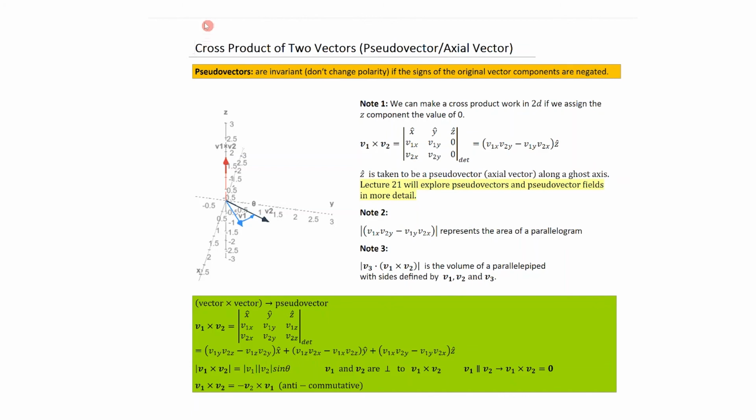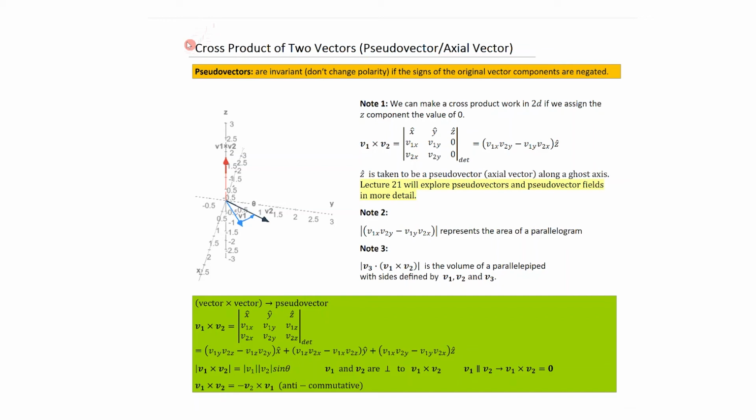All right, so last year you were introduced to this thing called a cross product of two vectors. Well, we're going to call it a pseudo-vector, but also it's given the name axial vector, and I'll explain why shortly. But the cross product is defined in 3D space, not in 2D space. On the other hand, we can sort of fake it. We can actually make a cross product work for us in 2D if we basically set the z components of the two vectors that we're going to be operating on to 0.